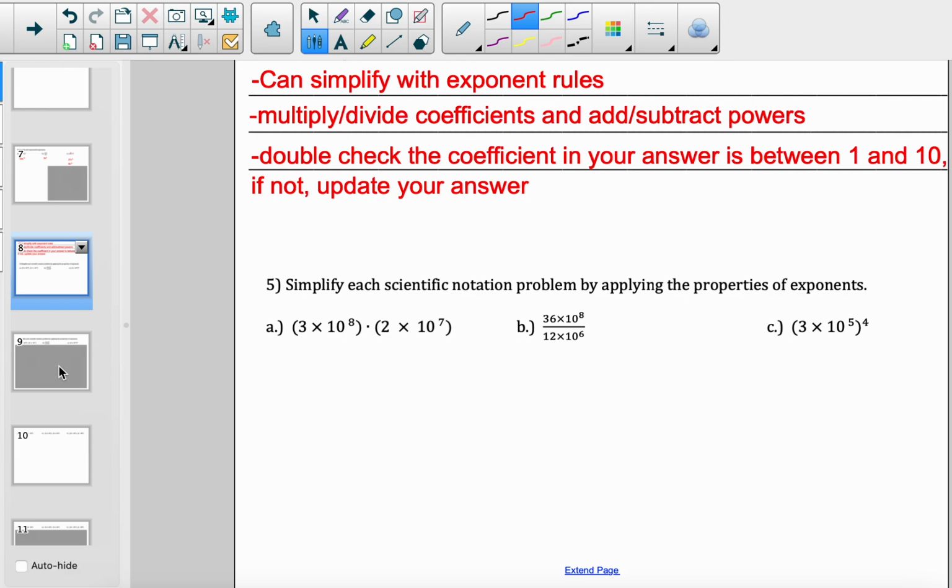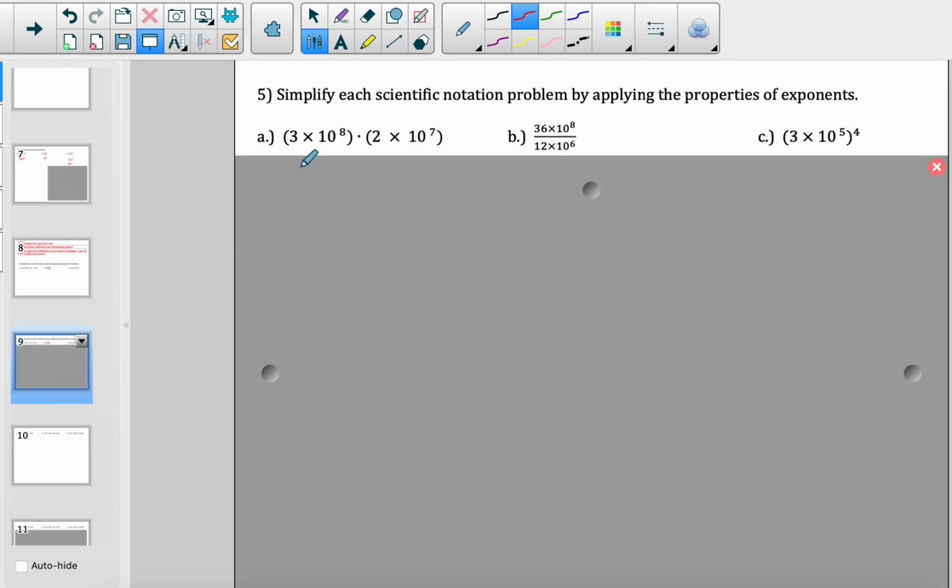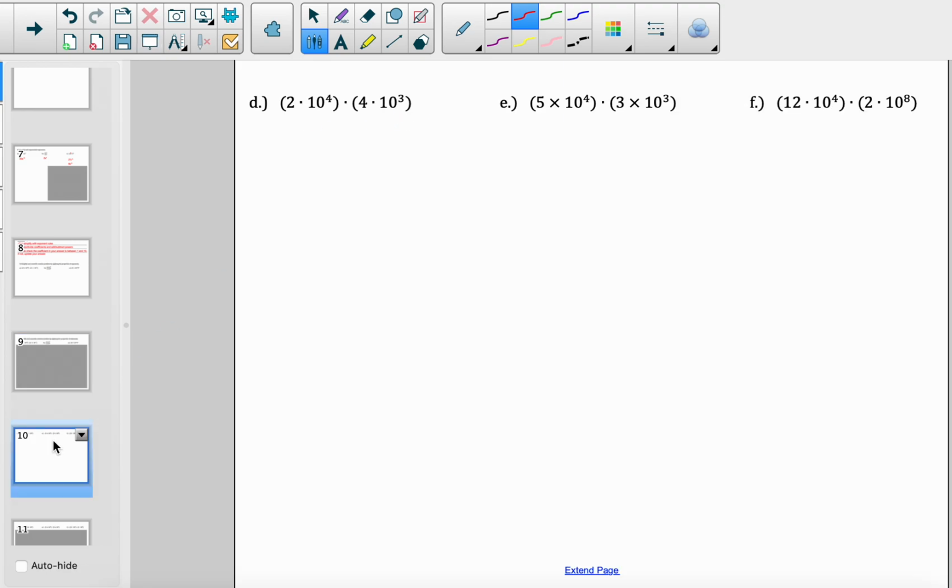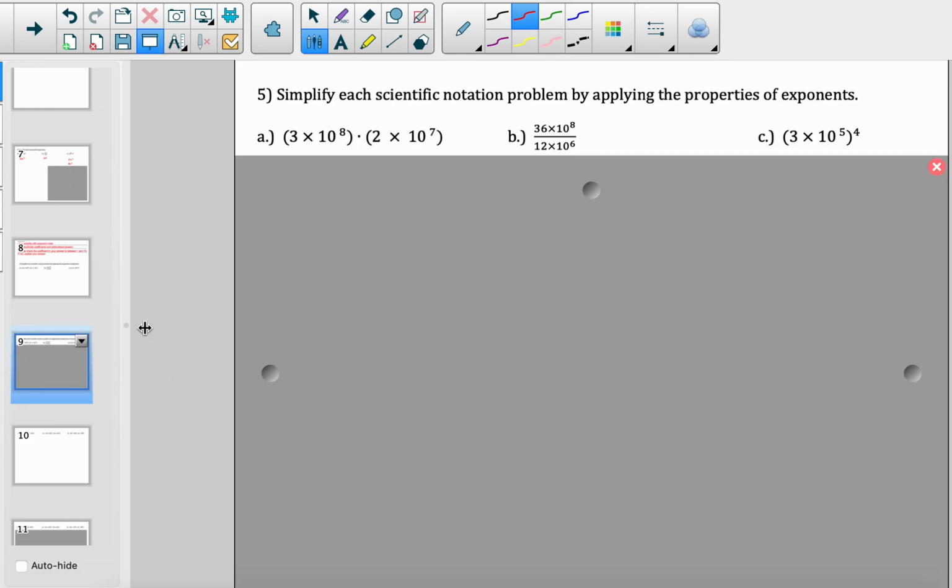So looking here at example A, we have 3 times 10 to the 8th times 2 times 10 to the 7th. Just so you are aware, you can have a scientific notation problem with the old-fashioned times sign. You could also have some examples like here on D, we have 2 times 10 to the 4th. You could have just the dot representing scientific notation as well. So example D and example A are representing the same thing. We have 2 numbers in scientific notation being multiplied together, and they're in the middle.